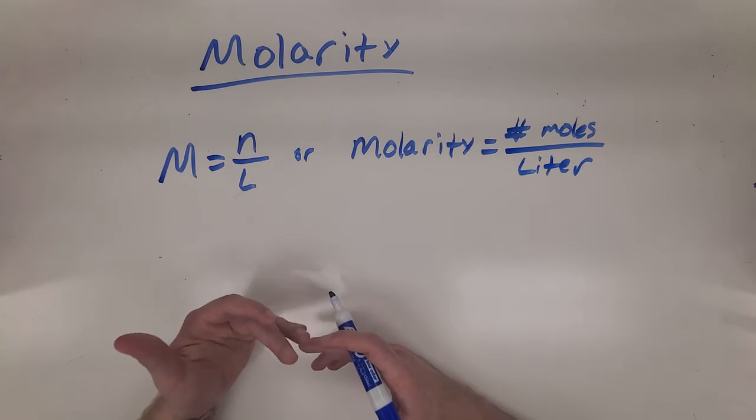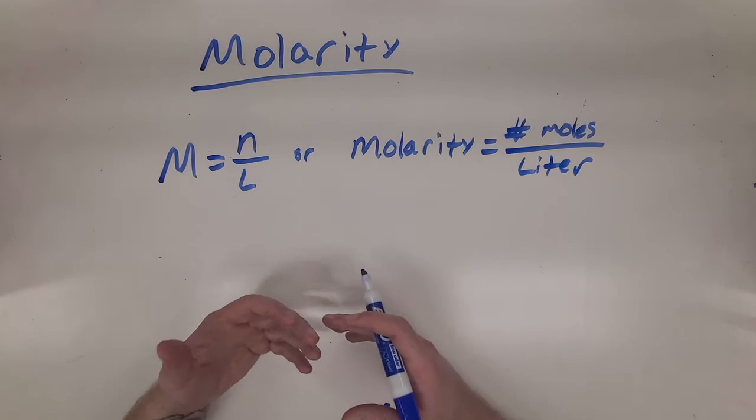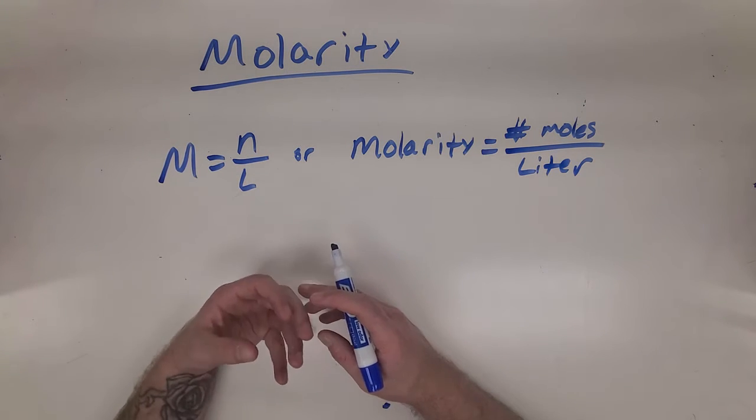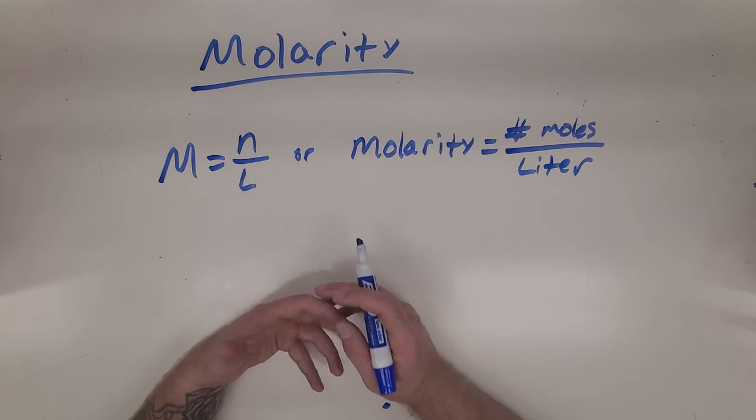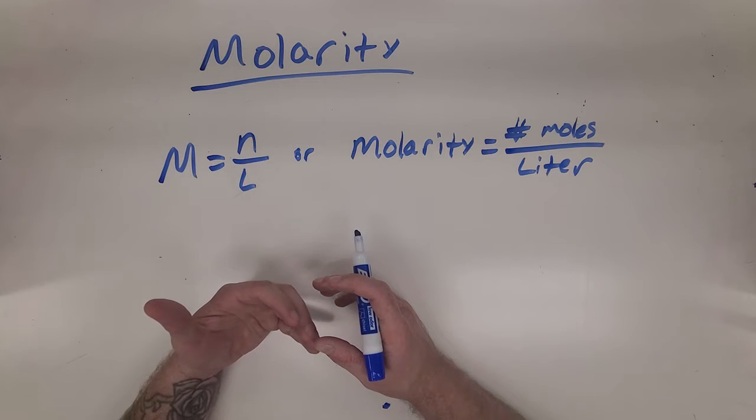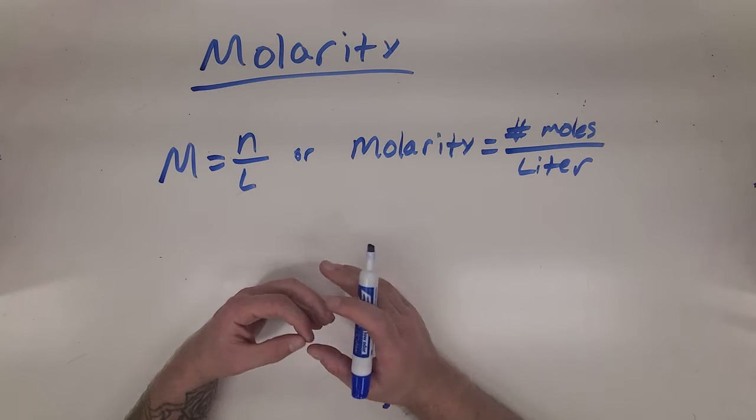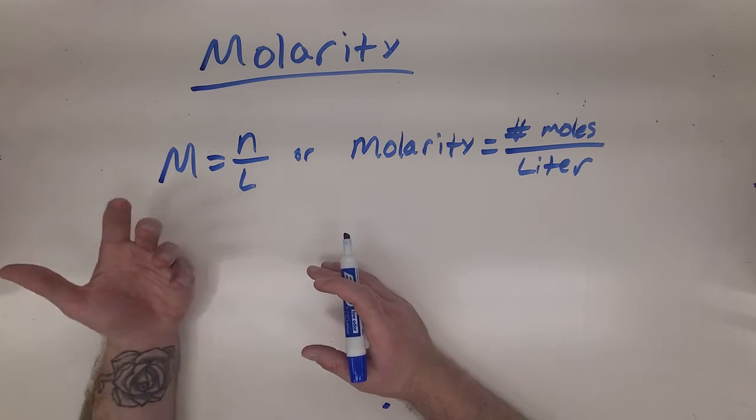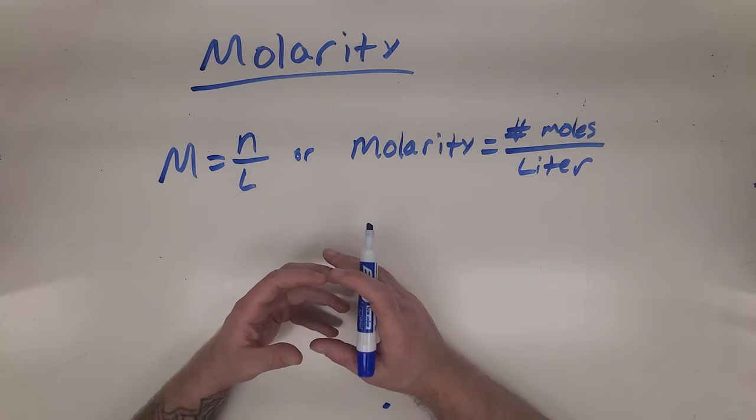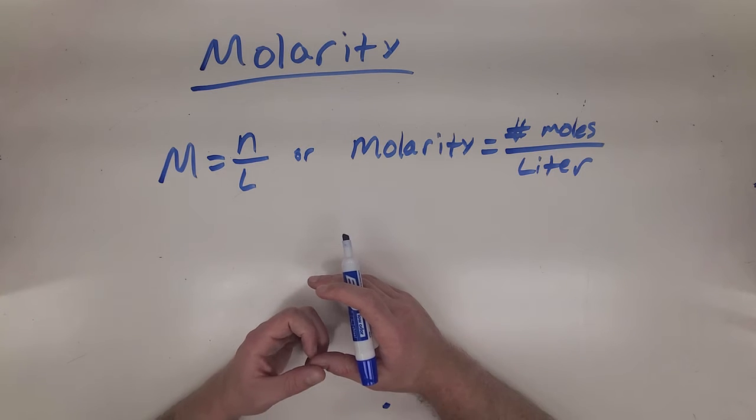For this video, we're going to talk about the concept of molarity. And when we're talking about molarity in chemistry, we're talking about the concentration of a particular substance that is dissolved in a liquid. This is typically used for acid-base chemistry when we're trying to figure out the concentration of this acid in this particular base. But it can be used for anything that is dissolved in a liquid.